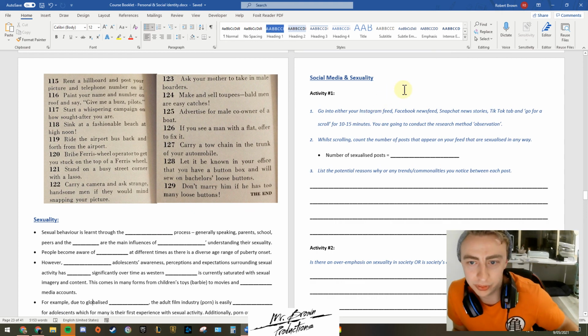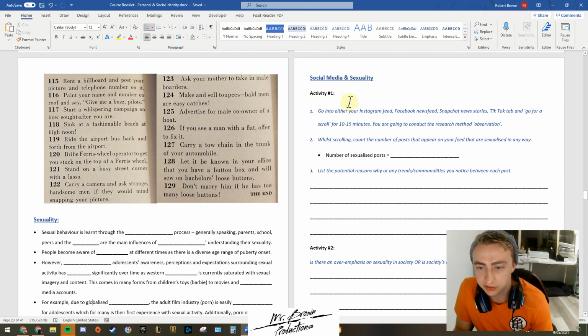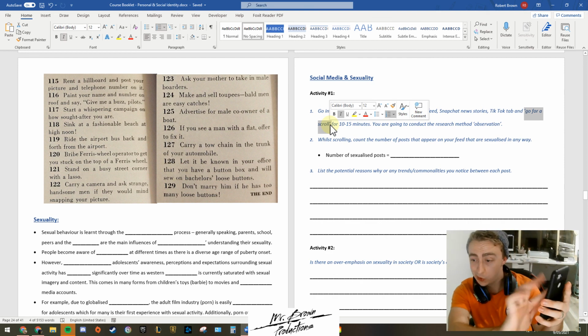So once you've gone through that, I want to do a bit of a case study on social media and your sexuality. So I want you to pick any social media feed, probably pick the one you use the most, whether that's Instagram, Facebook, Snapchat, or TikTok, and I want you to go for a scroll.